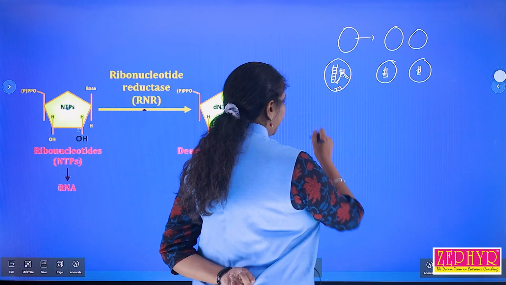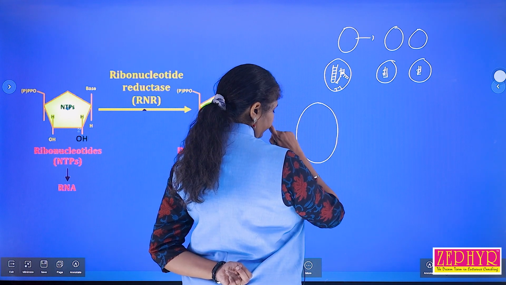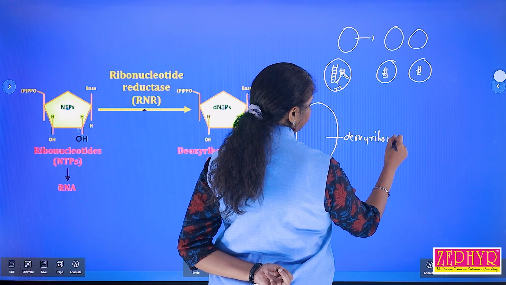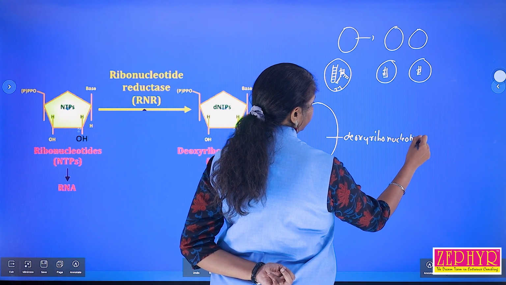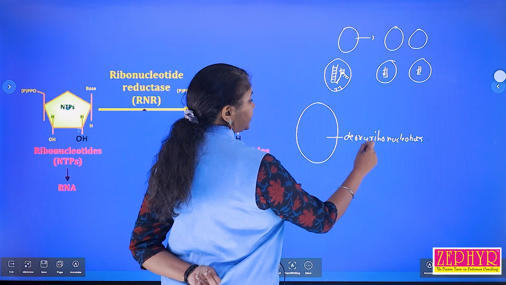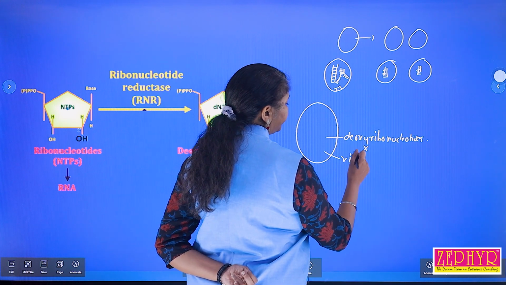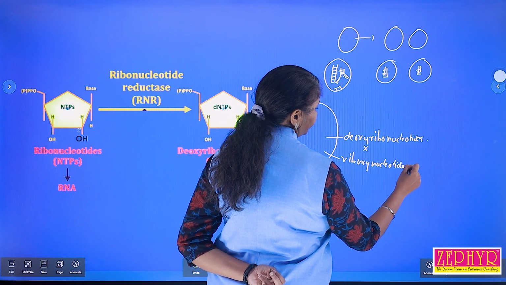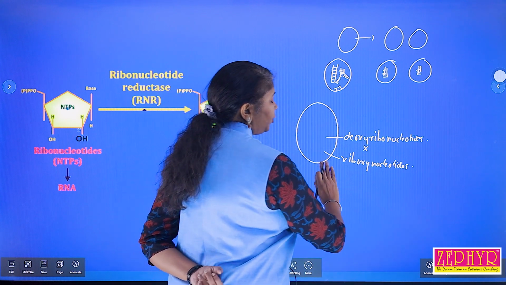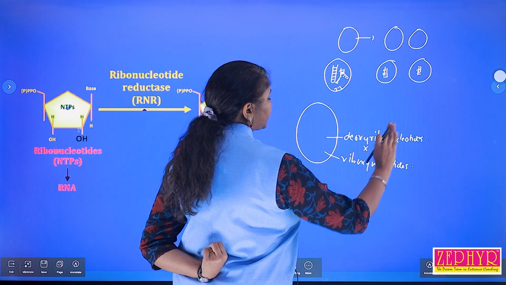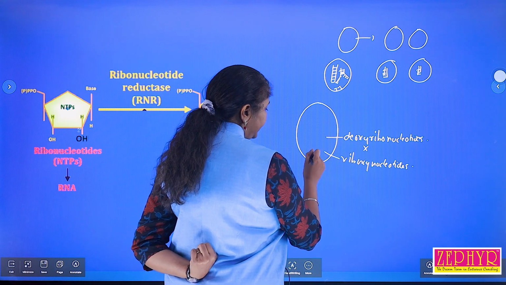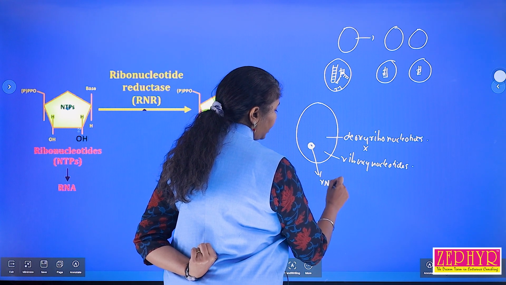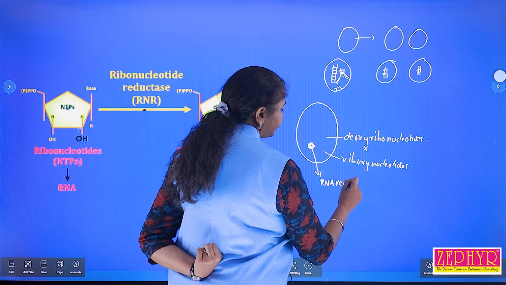But the point is that in a normal cell, we do not find this. Instead, we will only find ribonucleotides. The question is, why do I find only ribonucleotides and not deoxy? Because that's how it is. Because there is an enzyme in here, which I would like to call RNA reductase.